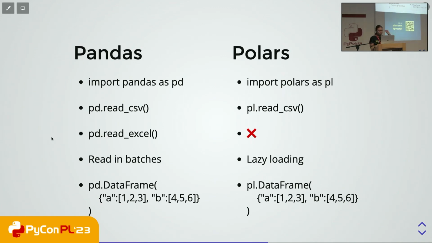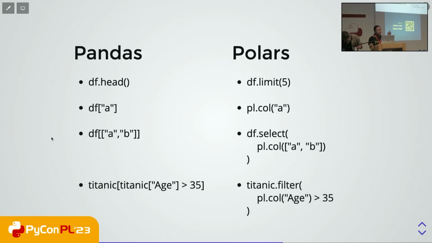Then the Pandas data frame is like that. You can put in a Python dictionary and it becomes a Pandas data frame. Polars works very similarly. You can also put in a dictionary and it will become a data frame. So you can very easily translate, just replace pd with pl. It's very simple. But we'll see more differences soon.